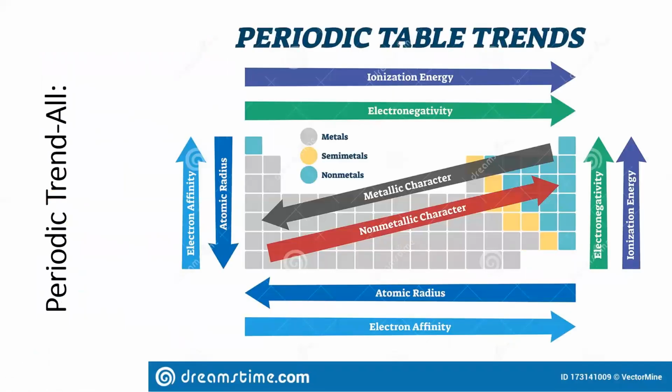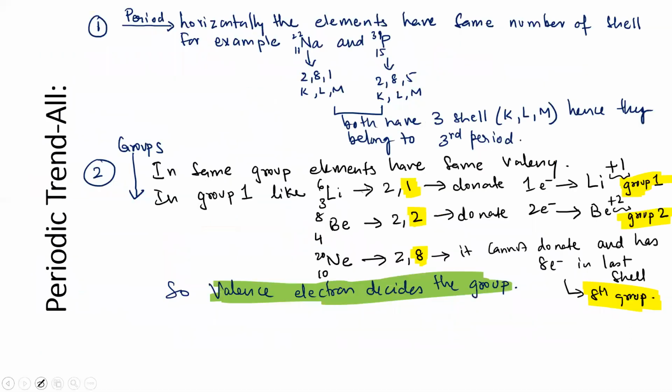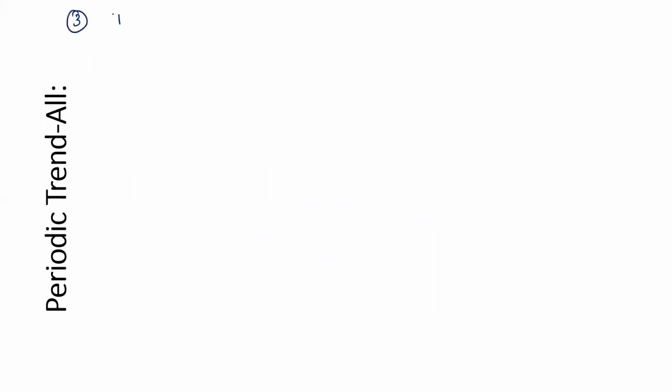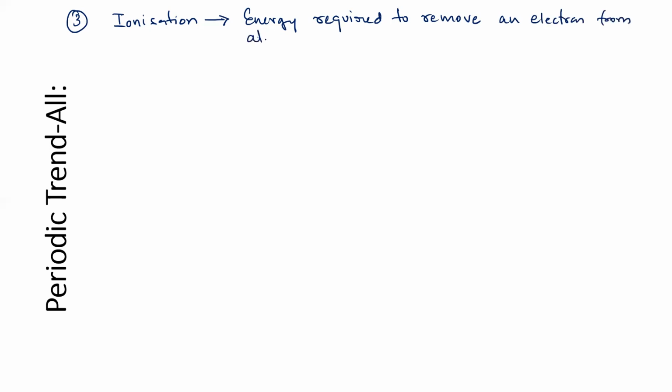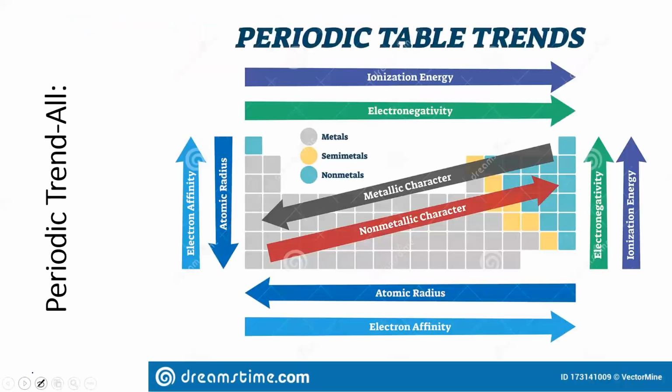Now, coming to periodic table trends. The first trend we are going to understand is ionization. We have seen two stages. The third one we are going to see now is something called ionization. This is basically the energy required to remove an electron from an atom, completely remove it.